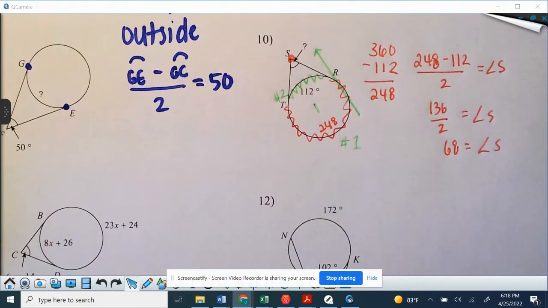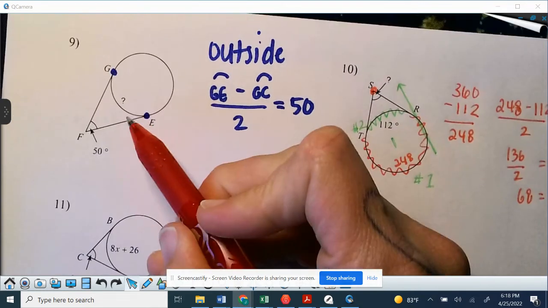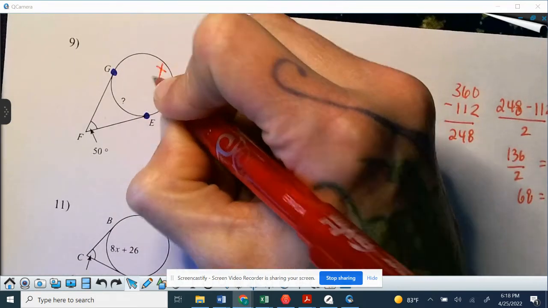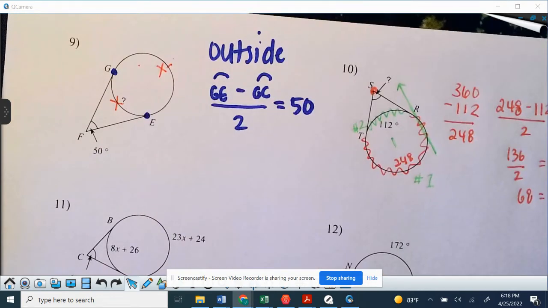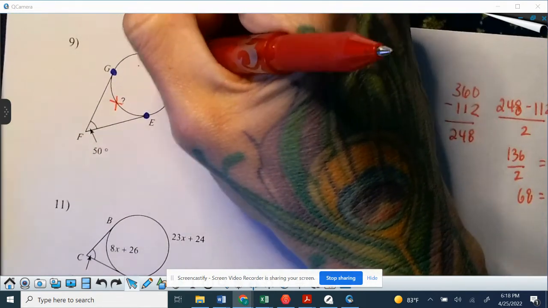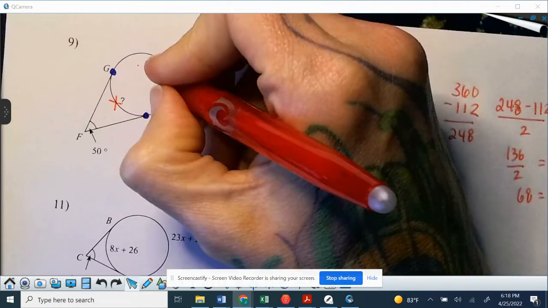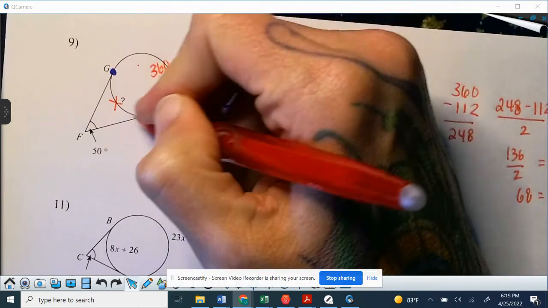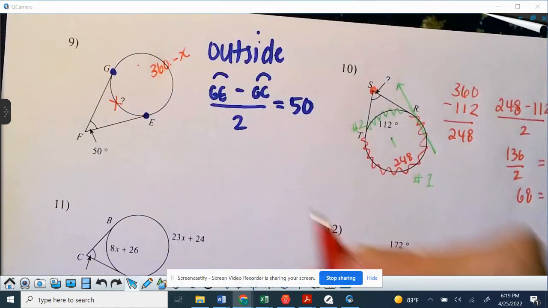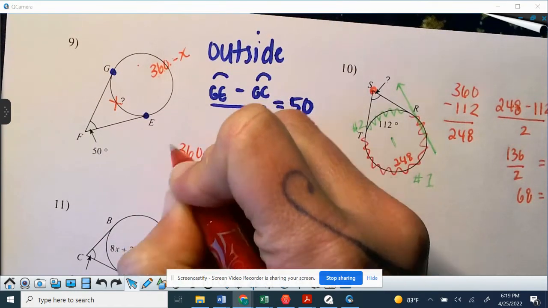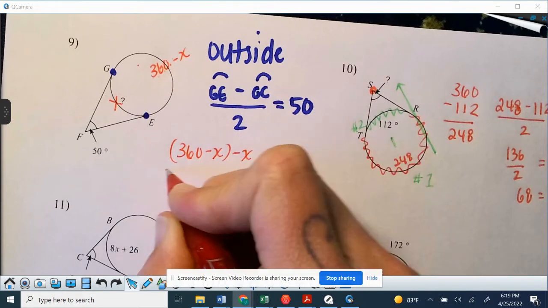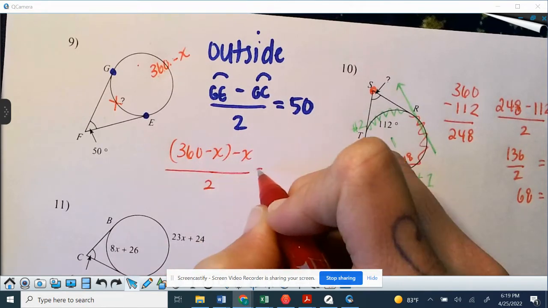So before we get into algebraic ones, this one: we don't know what this arc is, but whatever it is, call it X. The other part is 360 minus X, because we know the full circle is 360. So we'll take each one: arc 1 is 360 minus X. Then we're going to subtract X again and divide by 2, which should give me 50.